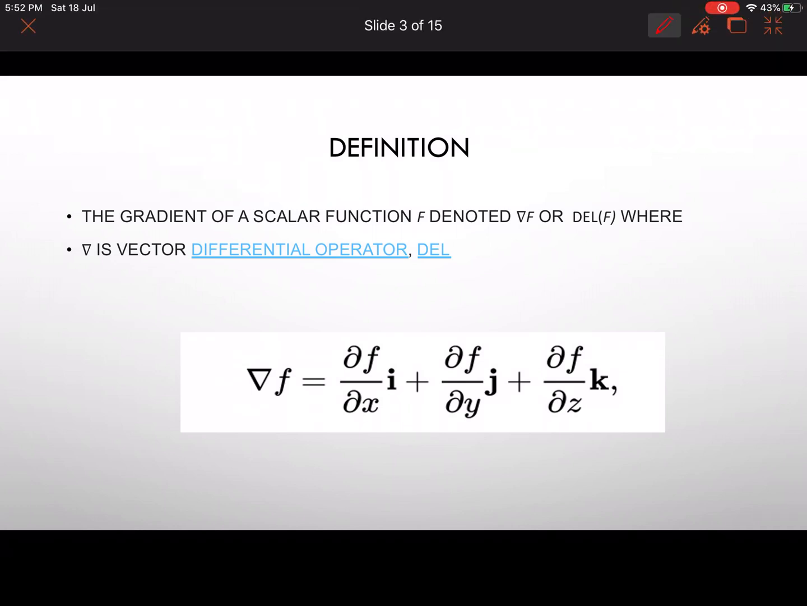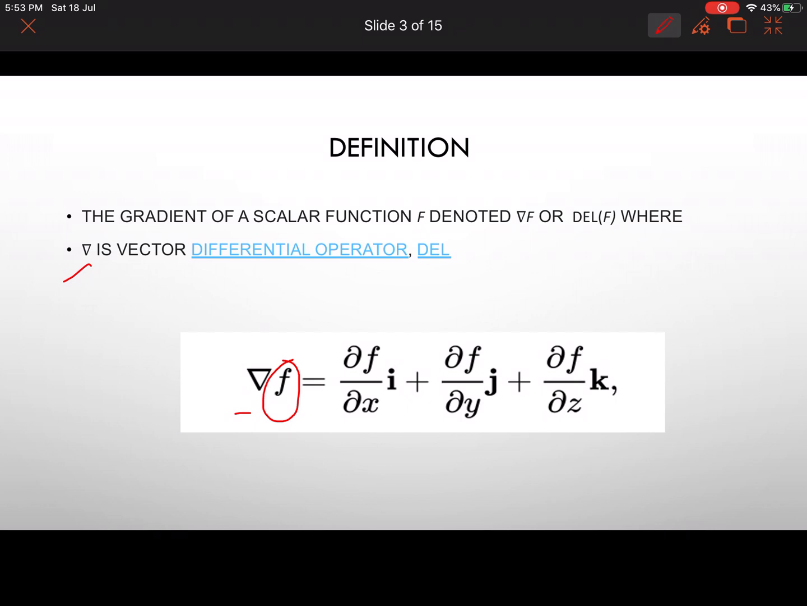Whenever you are operating this on whether it is a scalar function or a vector function, we will get its derivation or a differential. So del is just an operator. We can operate it even on a scalar function. If we are operating this del on a scalar function, we will get its gradient. So here we are operating del on this f. Here f is a scalar function.